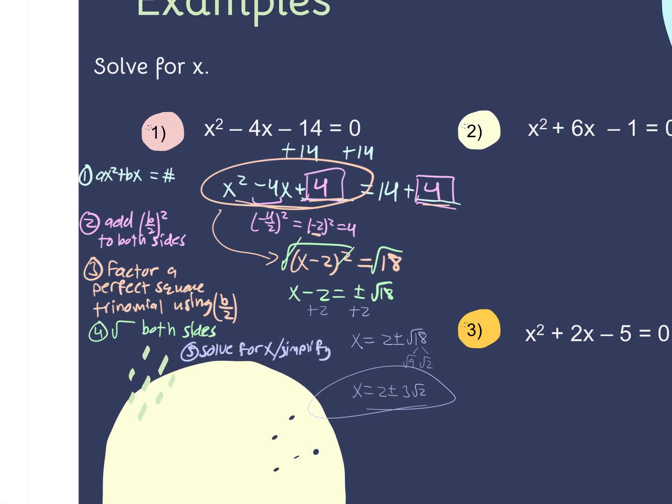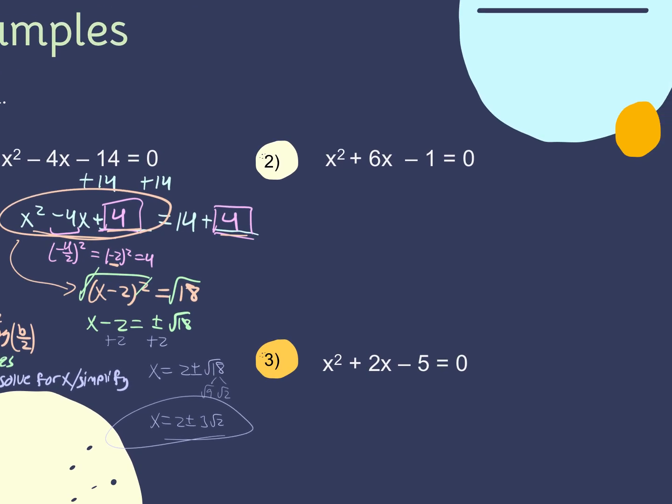And this is completing the square. So it's going to be the exact same steps every time. This is what I'm going to do, at least in these few examples where our a term is 1. All right, so let's try number 2.